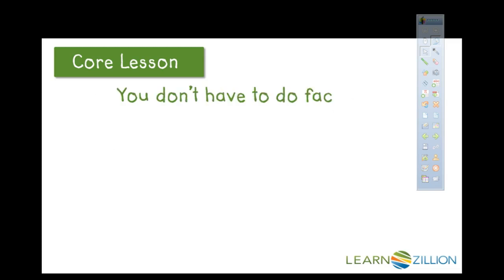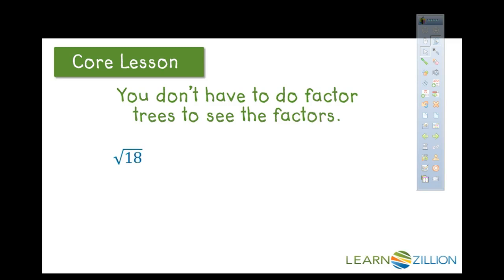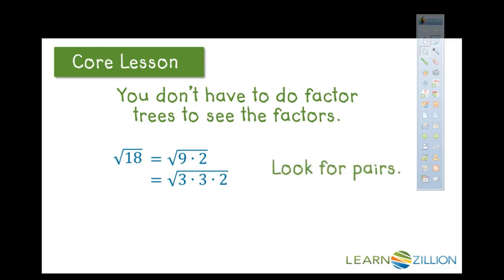You don't have to do factor trees to see the factors. Let's look at square root of 18 again. This time, write the factors under the radical. 9 times 2 can still be decomposed into 3 times 3 times 2. Since you are looking for a square root, you want to find a pair. Here you have a pair of 3's, so you still end up with 3 square roots of 2.